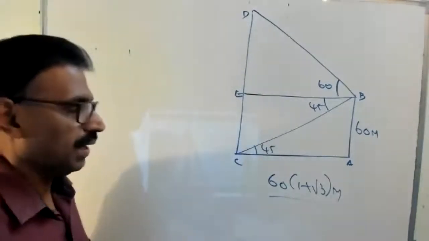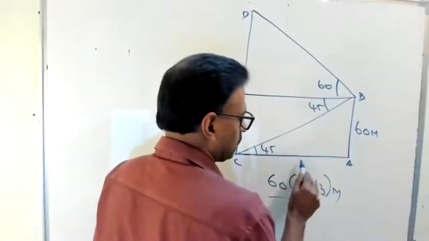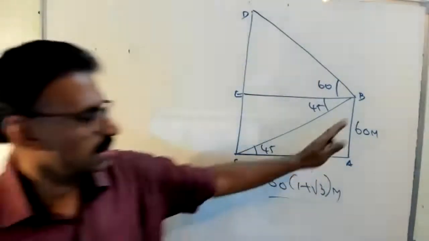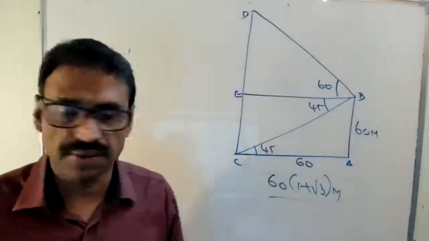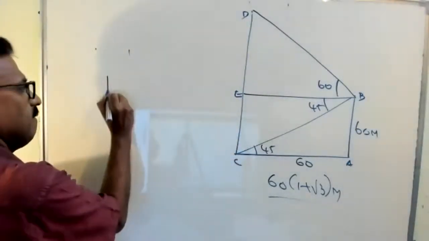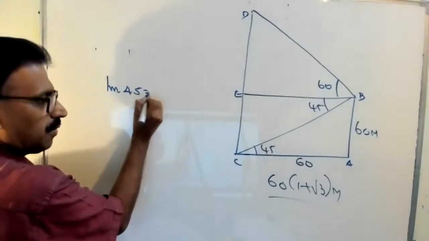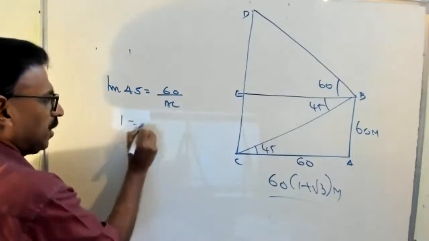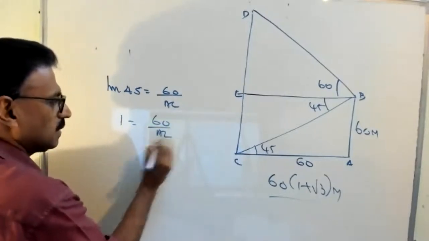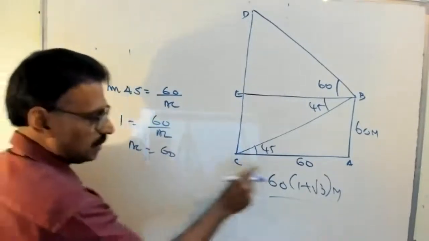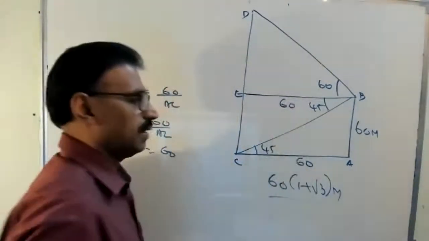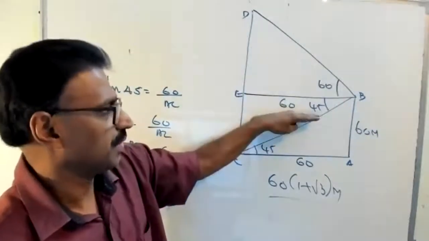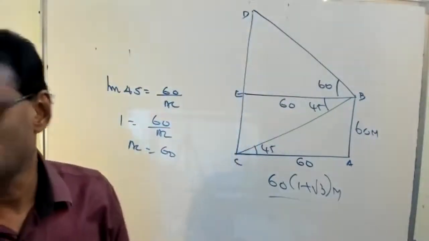Now look at here. This is 60. This is also 60. Why is it 60? Any idea? Because tan 45° equal to 60 divided by AC. So AC equal to 60. This 60, this also 60. After that, in this triangle, tan 60 equals this by this one. You'll get this one. Then add it. Try now.